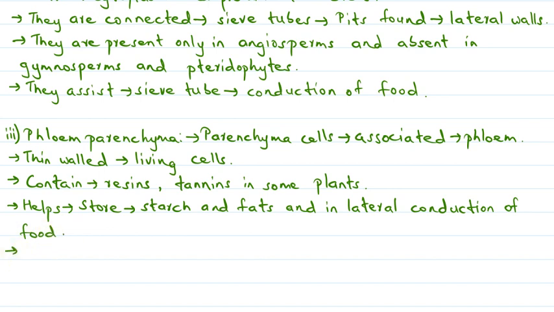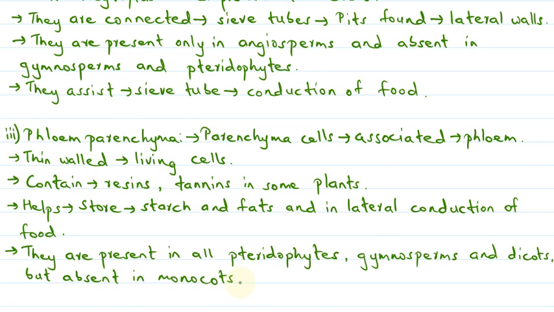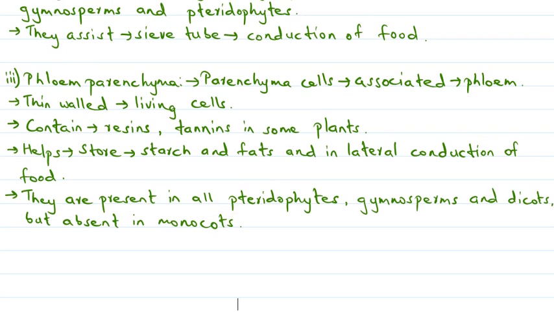Okay, then the phloem parenchyma are present in all pteridophytes, in all the gymnosperms, and dicots, but they are absent in the monocots. Okay, so this is about the phloem parenchyma.